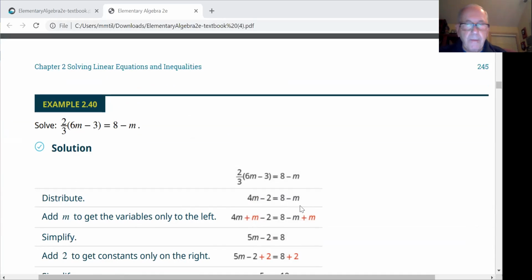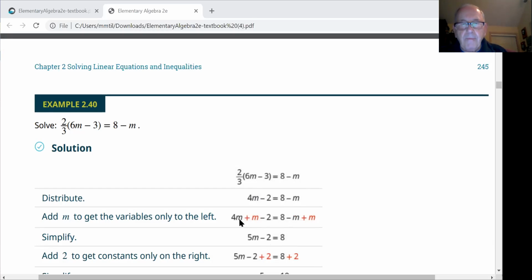On this particular one, we've got a variable on both sides, right? You want to just have that variable on one side. So in this particular case, you're going to add m to both sides so that you have a positive variable here. You could have solved for the variable on the right-hand side, but it's more convenient to keep it positive. They could have added negative 4m to both sides to get rid of the variable on the left-hand side, but they chose to do it this way.